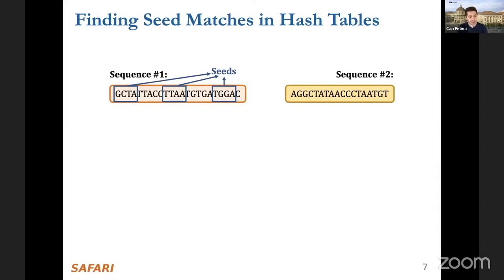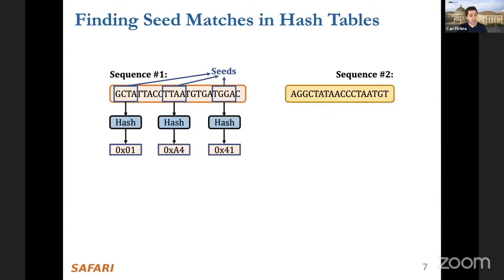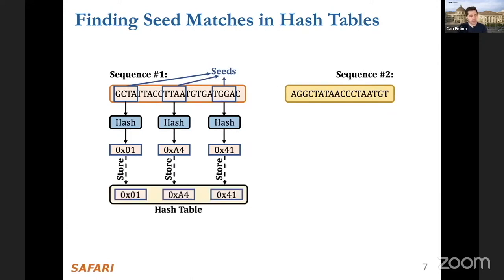After extracting these seeds, we convert them. We use hash functions to generate their hash values. So rather than using the seeds themselves, we actually convert them to their hash values. And we store these hash values in a hash table as keys, and the values that these keys would return would be the positions where these hash values, or these particular sequences, appear in the reference genome.